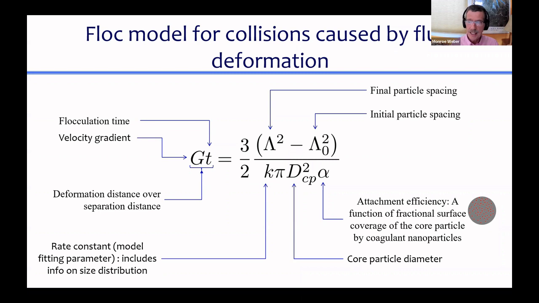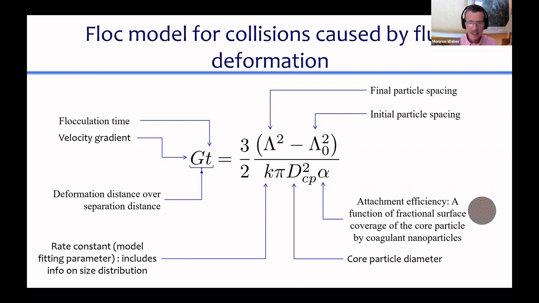Then alpha is the efficiency of attachment, and the question about whether or not two particles actually remain attached when they hit is a function of the amount of the surface that is covered with the coagulant. The diameter of the core particle is d sub Cp, and the core particle is like the starting particle of clay or cryptosporidium, and maybe some coagulant nanoparticles attached to it. That is the particle that is then going to stick to other particles and form a flock.